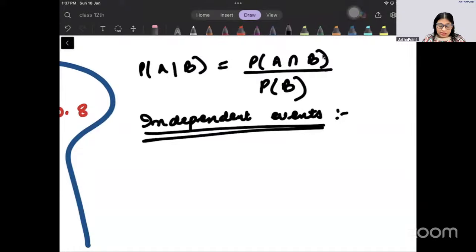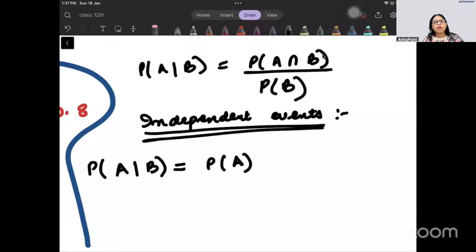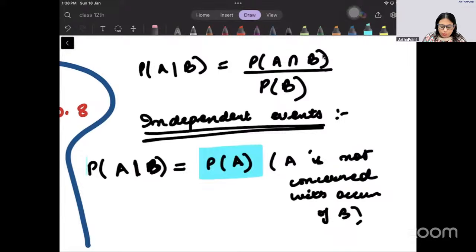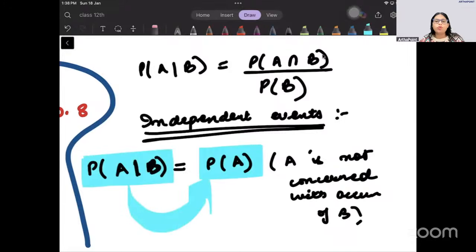Independent event means that probability of A given B has occurred is simply probability of A. So that means A is not concerned with occurrence of B. B occurring does not matter. It is simply the probability of A. Okay? So conditional probability is same as actual probability. A को कोई फर्क नहीं पड़ा कि B हो गया. A was unaffected that B occurred. So probability of A given B occurred is same as probability of A.